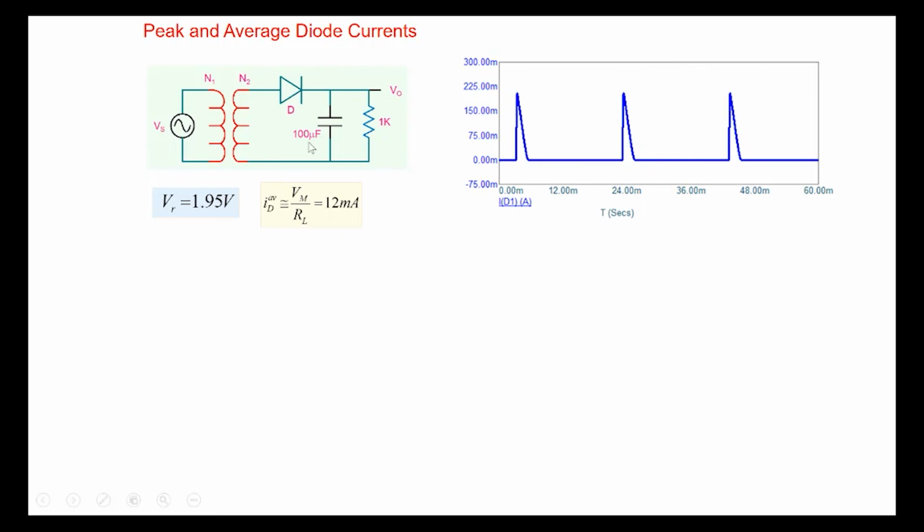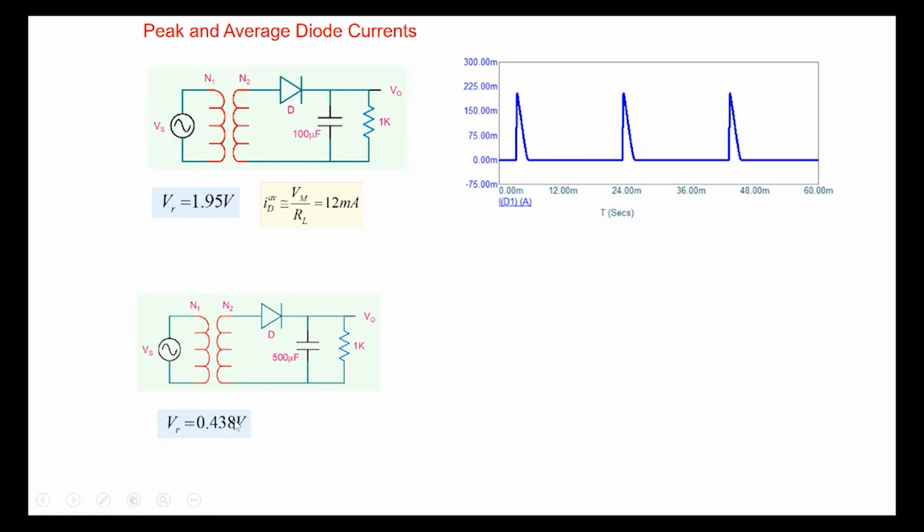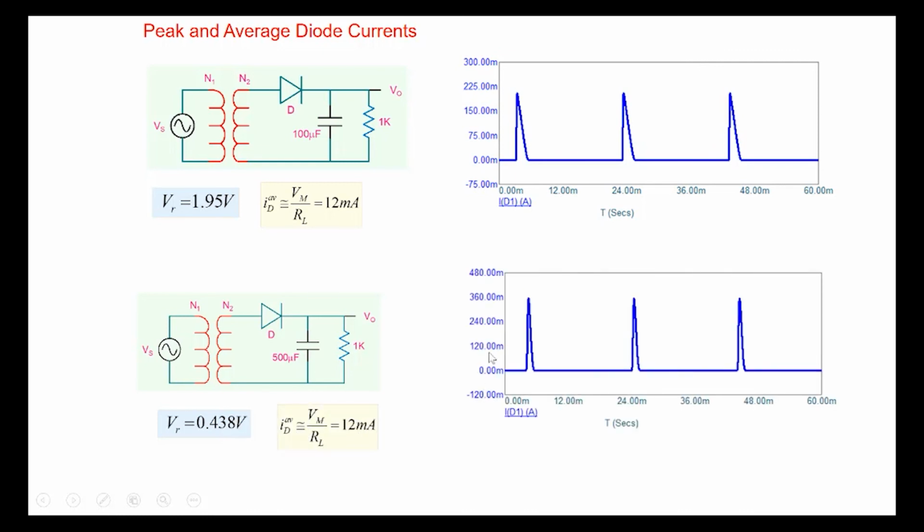Alright, so suppose we increase 100 microfarad to 500 microfarad. So ripple we are going to reduce by a factor of 5, so 0.438. Average diode current remains the same, 12 milliamperes here. And now note the peak diode current here. So peak diode current is almost going to 360 milliamperes here. Okay, so that's the trade-off that we are talking about. If you try to reduce the ripple, the price that you have to pay is that the peak diode current becomes quite high, and then you have to choose a diode which can handle such a large value of peak diode current.